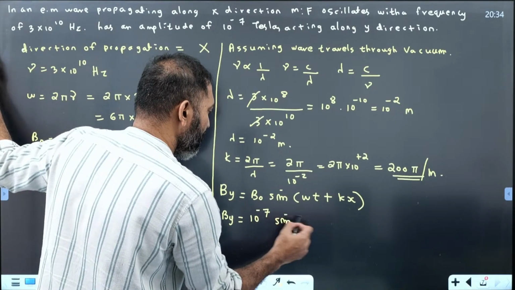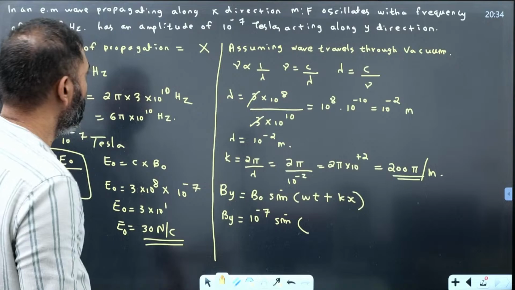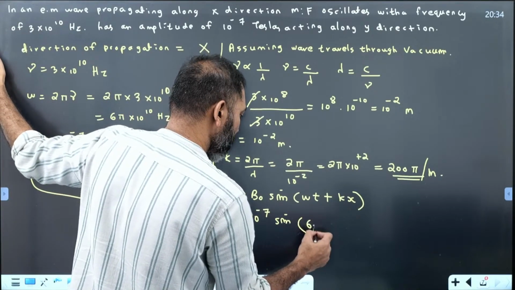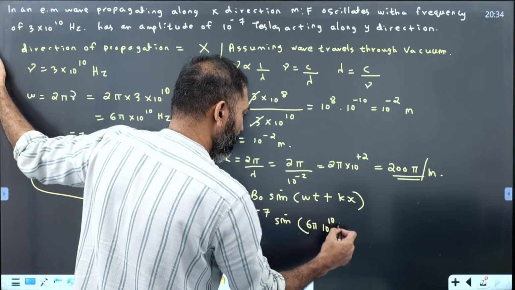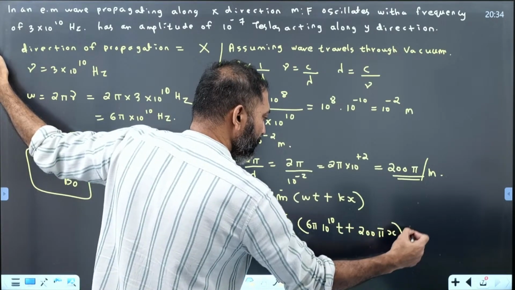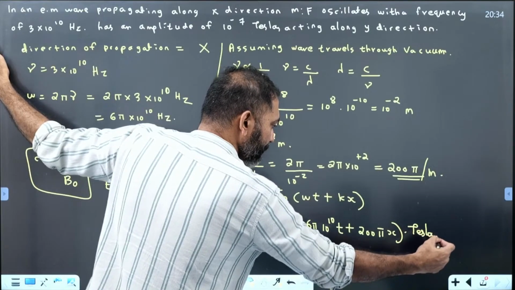Sin omega t. What is omega? We found out 6 pi into 10 raised to 10 t plus what is k? 200 pi x, that's in Tesla.